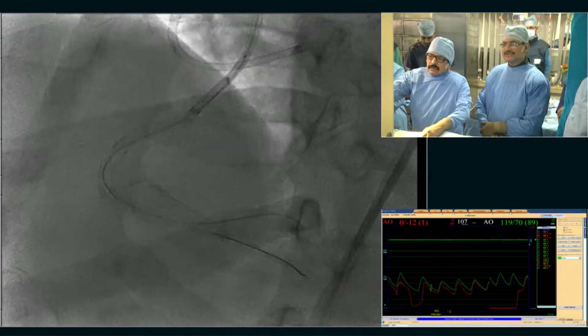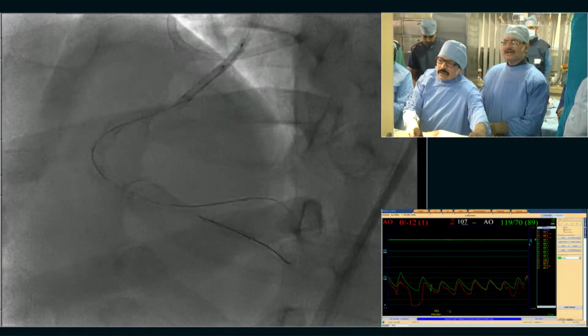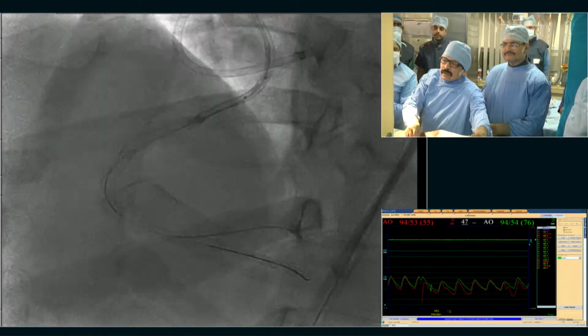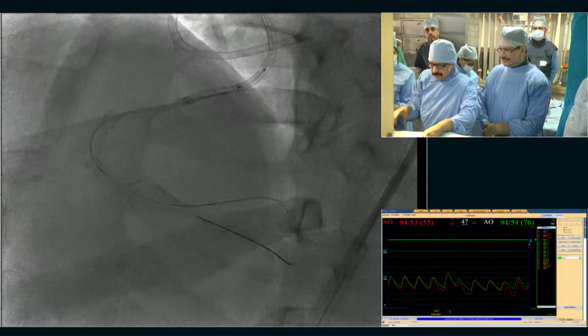Now we have removed the Crusade. Now we are dilating the ostium of the PLV. This one, sir. Different. You deflect it.